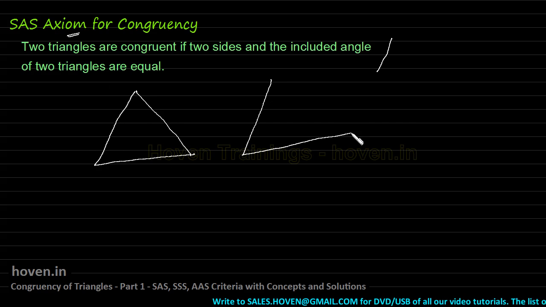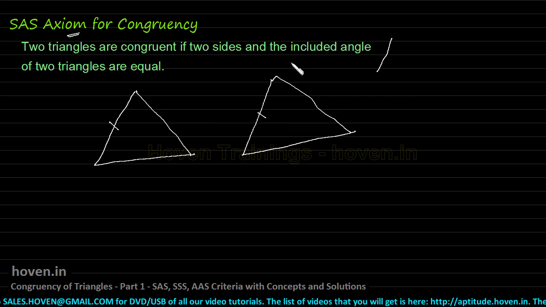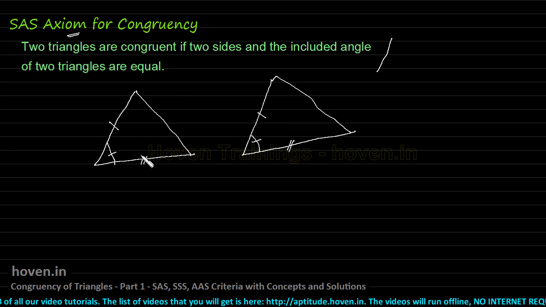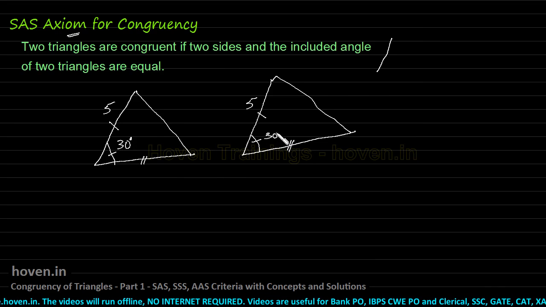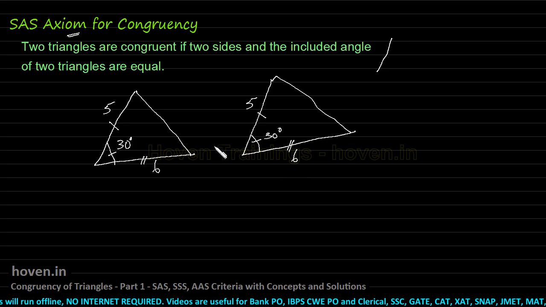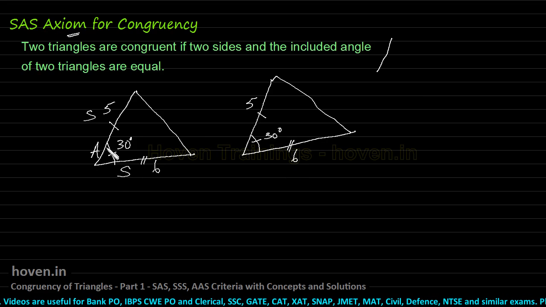This is one triangle and this is the second triangle. Two triangles will be congruent if two sides, this side for example, and this side, and this side, and this side, and the included angle, are respectively equal. If we can prove only these three things as respectively equal, then we can safely assume that both the triangles are congruent. So if this is 5, this is 5, this is, let us say, 30 degrees, this is also 30 degrees, and this is 6, this is 6, then we can safely assume on the basis of this axiom: side, angle, and side. Side, angle, and side. The angle has to be the included angle, not any other angle. The angle included between the two sides.